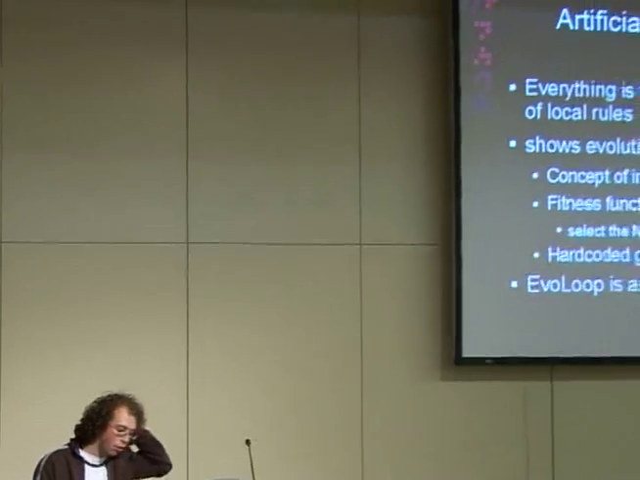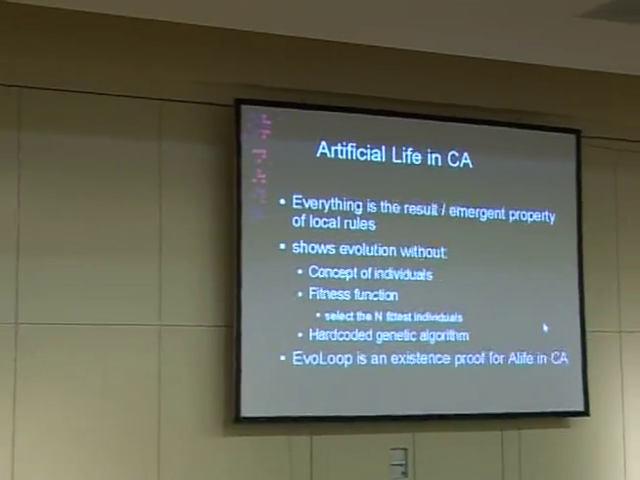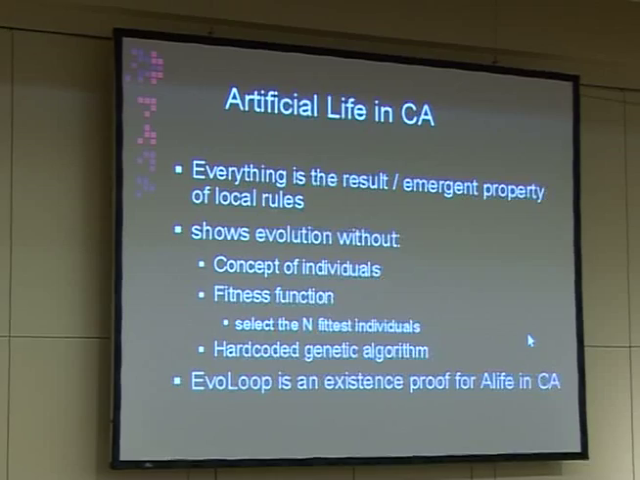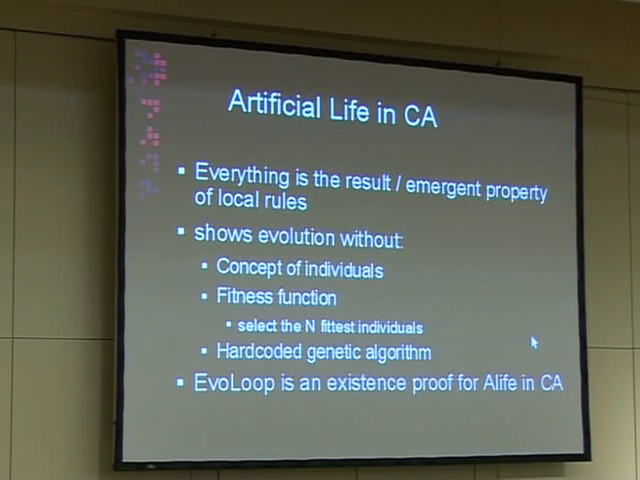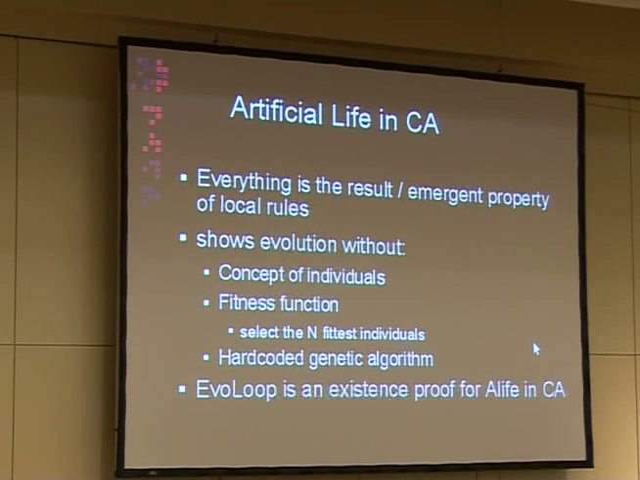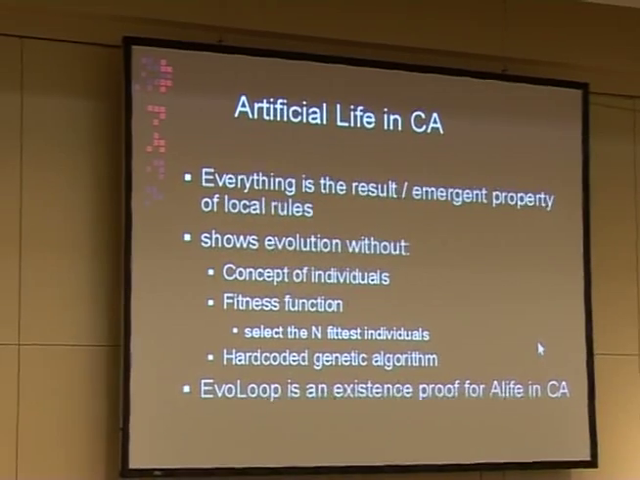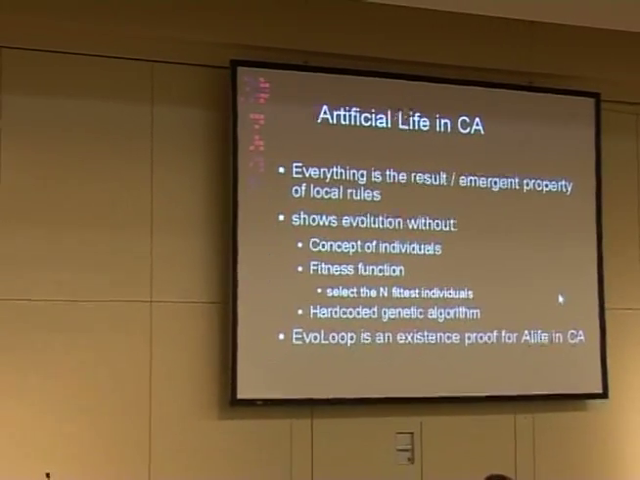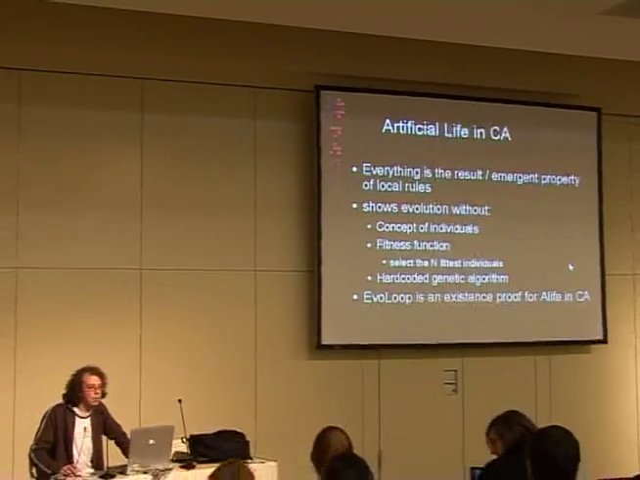The Evo loop rule I've shown you is an existence proof of artificial life in cellular automata, because I've already calculated how many rules exist for some neighborhoods and numbers of states. This is a huge number. By showing the Evo loop, I've shown you one point in this huge space, and proven that there is at least one interesting point in it. By using evolution or other things I demonstrated, one could explore this space and maybe find much more interesting rules.